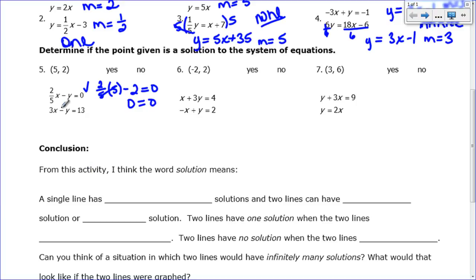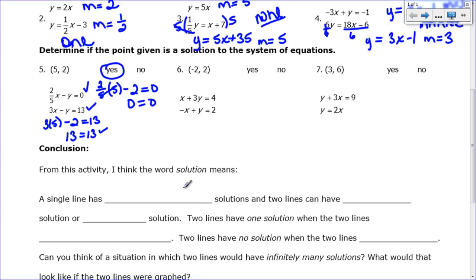But now I have to check and see if it works for this one. So now I have to do 3 times 5 minus 2, and it needs to equal 13. Well, I'm going to pick up my calculator, and I'm going to do 3 times 5 minus 2 and see what it says. And it definitely says that this is 13, so 13 does equal 13. So the point also works when I plug it into this equation. So yes, this one is a solution.